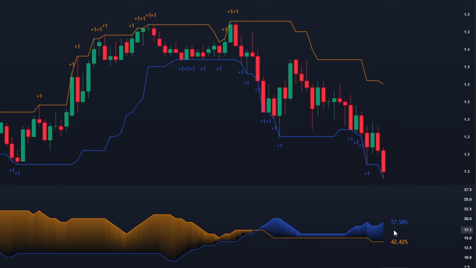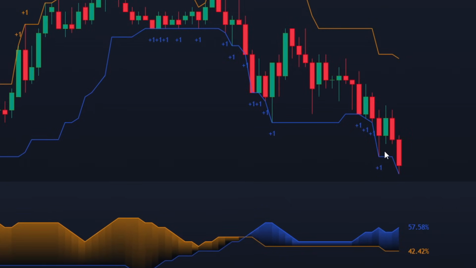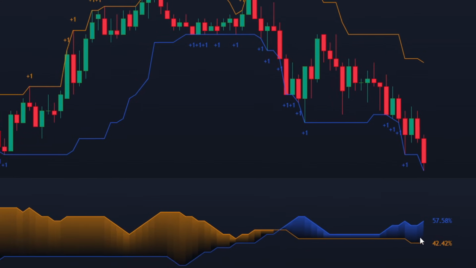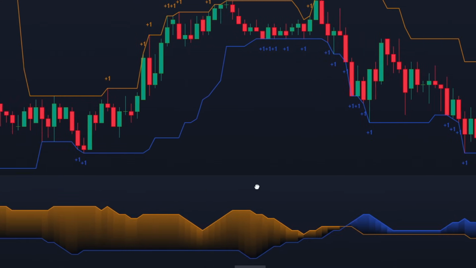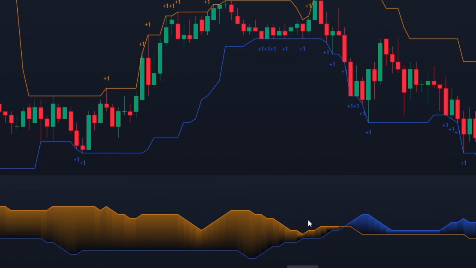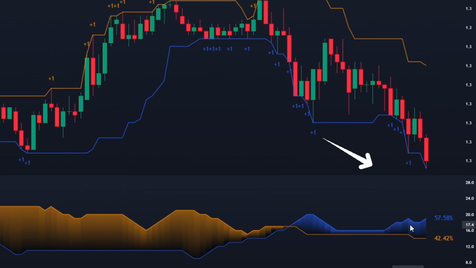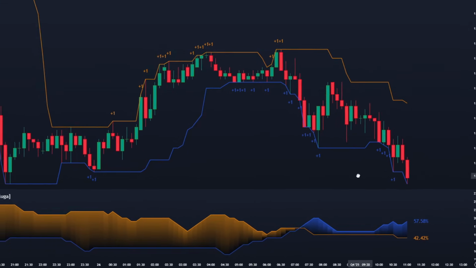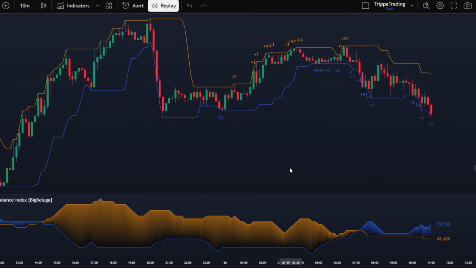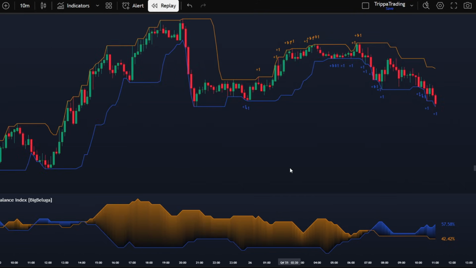On the right side of the panel, you also get a dominance percentage so you instantly know who has control. For example, if you see more percentage on the blue side, the market is in bearish dominance. That means sellers currently have the upper hand and the market structure is leaning bearish. Inside the oscillator, the orange line represents bullish pressure and the blue line represents bearish pressure. When one rises, the other falls. It's showing the tug of war between buyers and sellers.